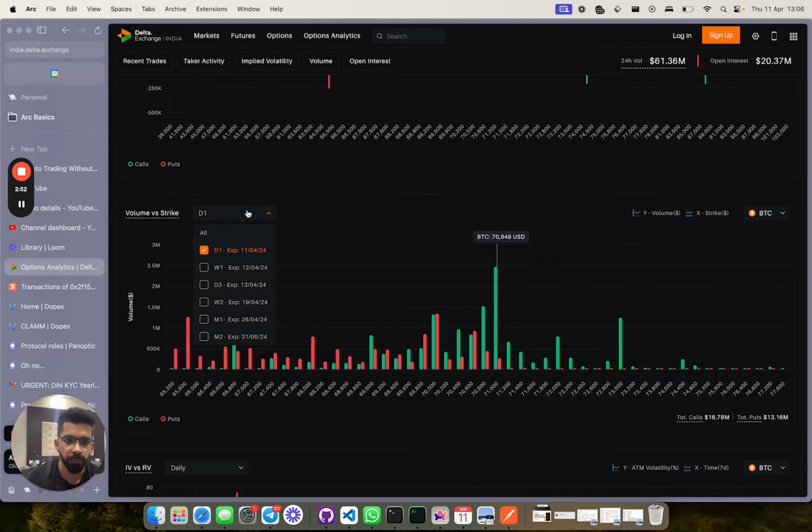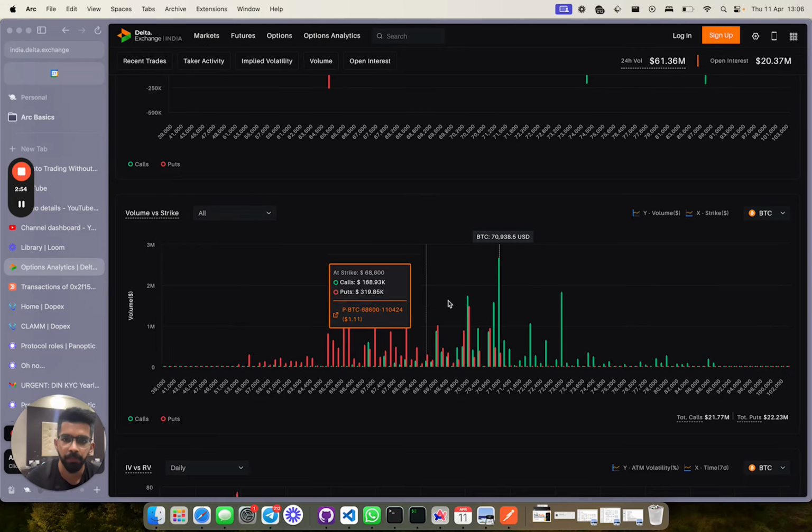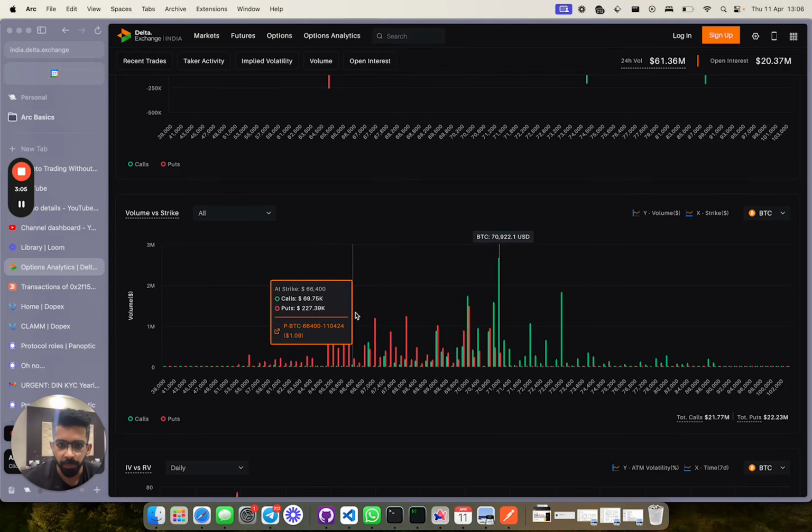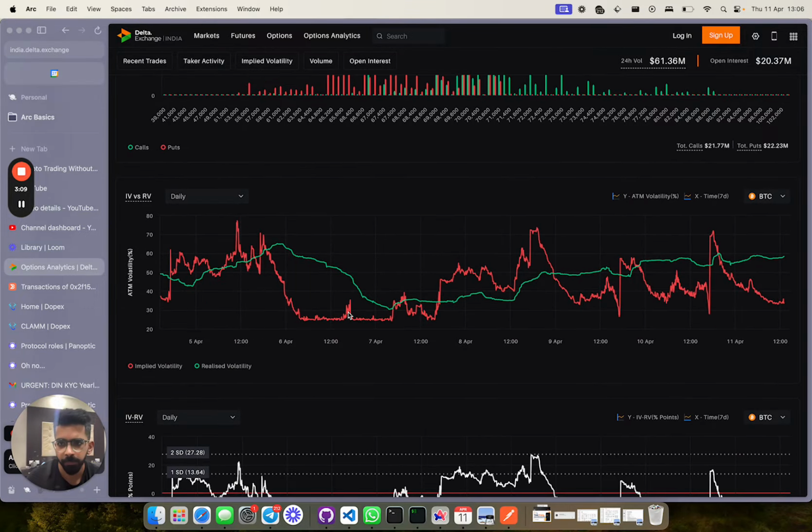Next is the volume versus strike. This will give us the maximum traded option of the past 24 hours: it has been the 71,000 call option, and for the puts it is the 66,000. Okay, then we have the IV versus RV chart.